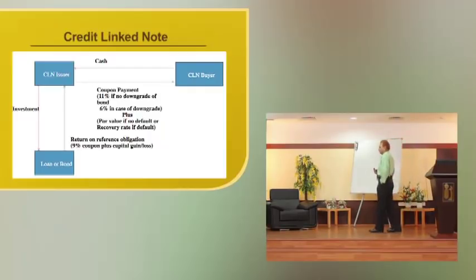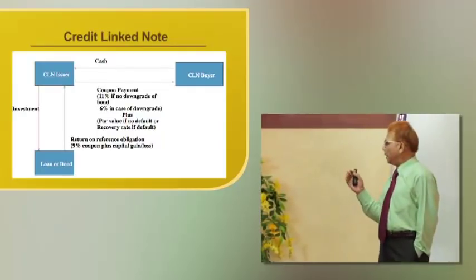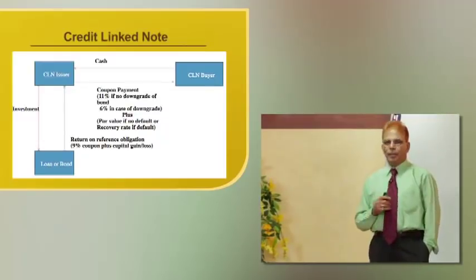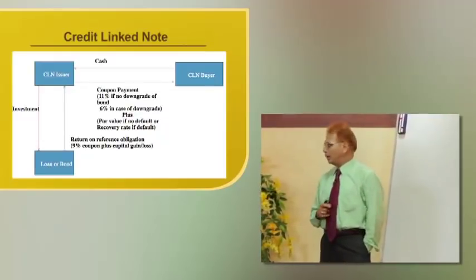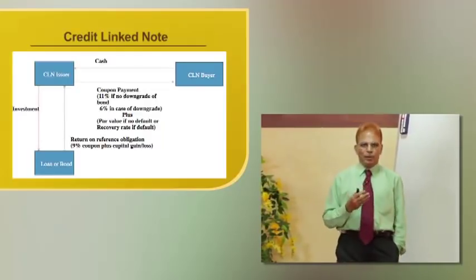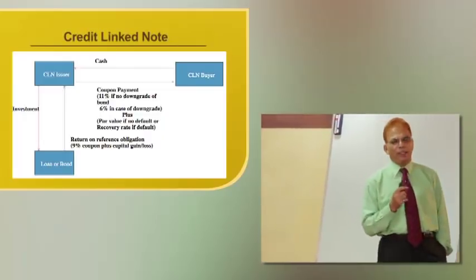So if the original loan obligation has a 9% coupon plus capital gain or loss, the coupon payment which the CLN buyer will receive is 11% if there is no downgrade of the bond. The other part is to pay the par value if there is no default, or if there is a default, whatever recovery it gets, it will pass on to the CLN buyer.